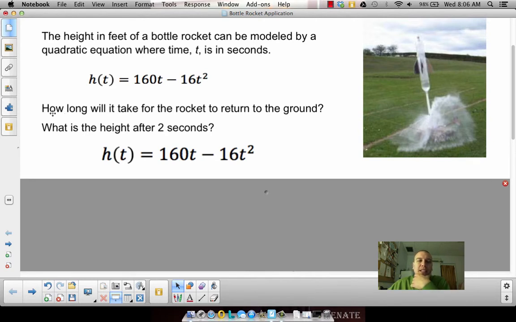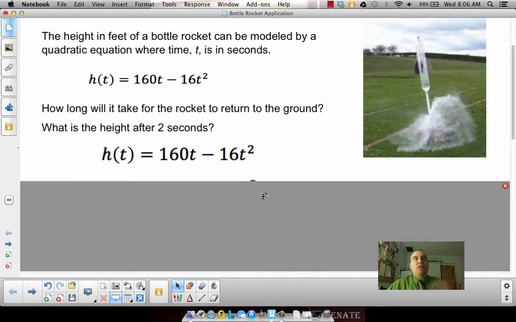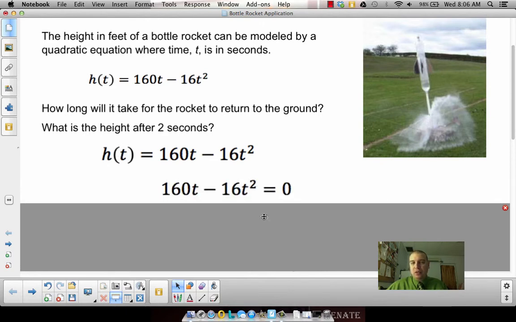And when we say, how long will it take for the rocket to return to the ground? Well, to return to the ground, that means that my height is 0. So I need to replace my height with 0. And I'm just thinking through the scenario. I've got a bottle rocket. It's going to come up, come back down. It's at 0 height when I start and when I land. Okay? So that's why the 0 is here.